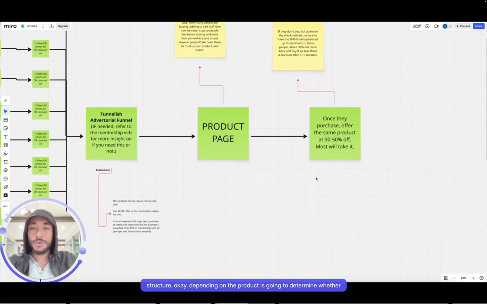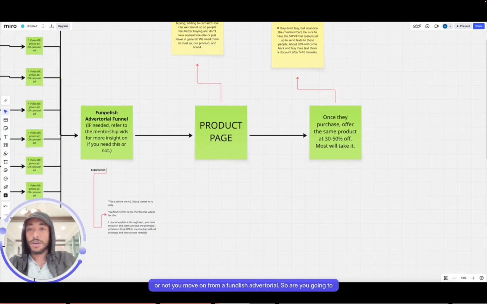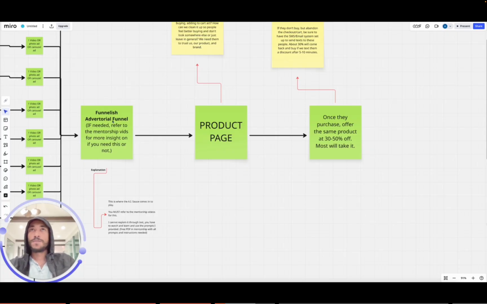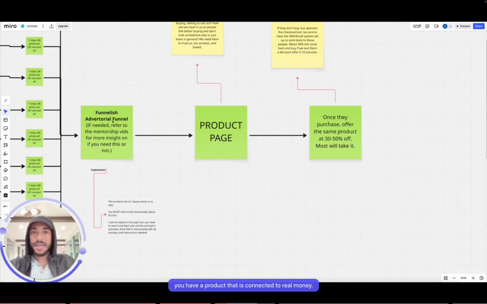So moving out of the structure, depending on your product is going to determine whether or not you move on from a Funnelish advertorial. So are you going to do an advertorial or are you going to do a product page, right? So here's an example of when we would do this, okay? Let's say for an advertorial, you have a product that is connected to real world pain, like someone passing away, family, pets, baby, anything that's painful and you can solve, okay?